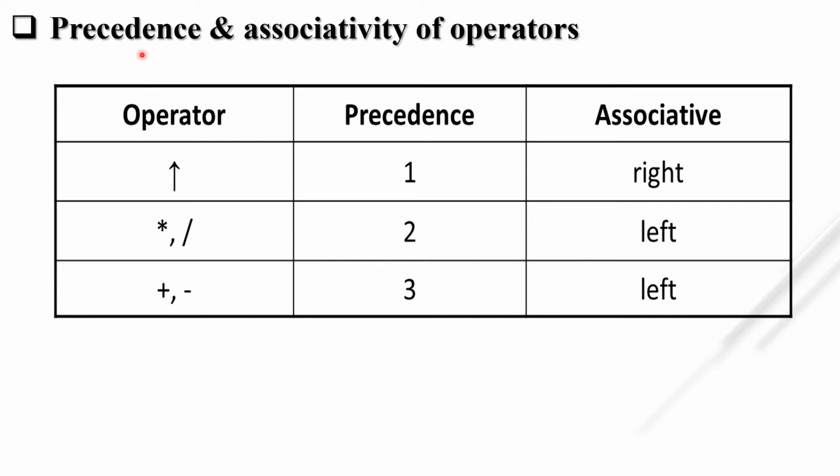So here is the precedence and associativity of the operators, which will help in operator precedence parsing. The upper cap is the highest precedence and right associative. Division and multiplication are the next highest precedence and are left associative. Plus and minus are of the lowest precedence and are also left associative. The blank entries in the operator precedence matrix denote error entries.